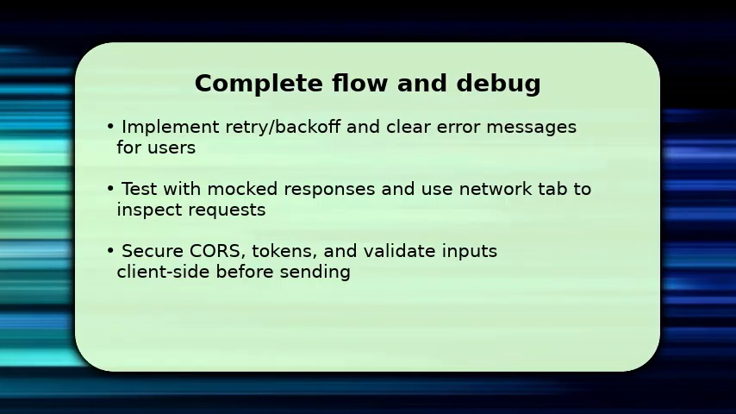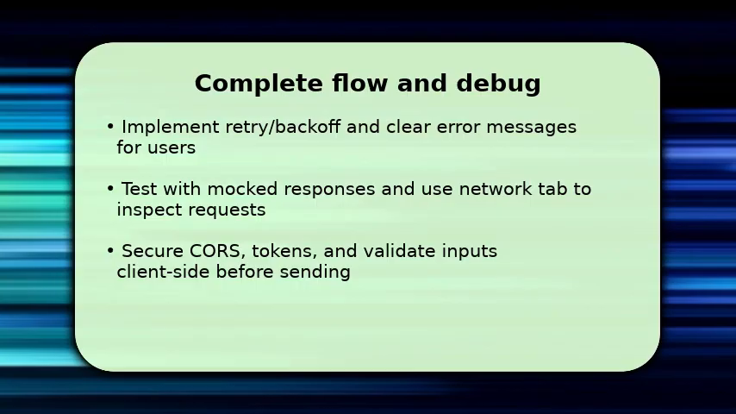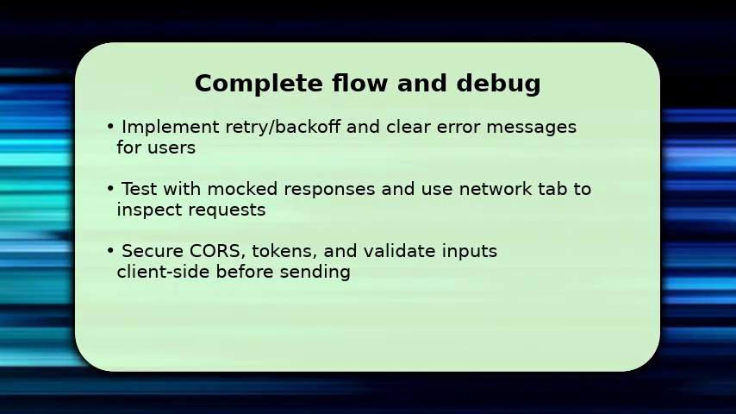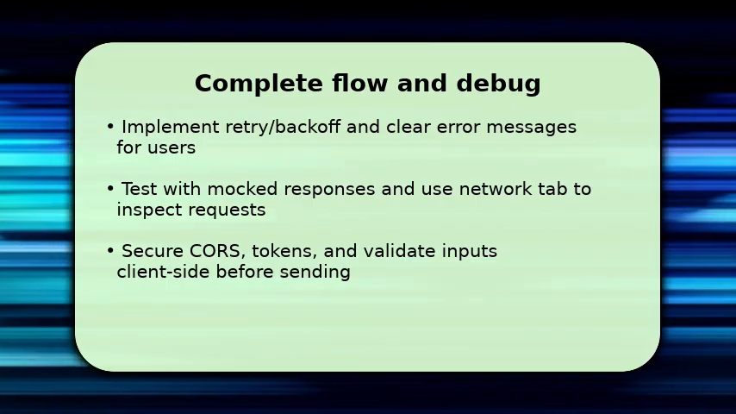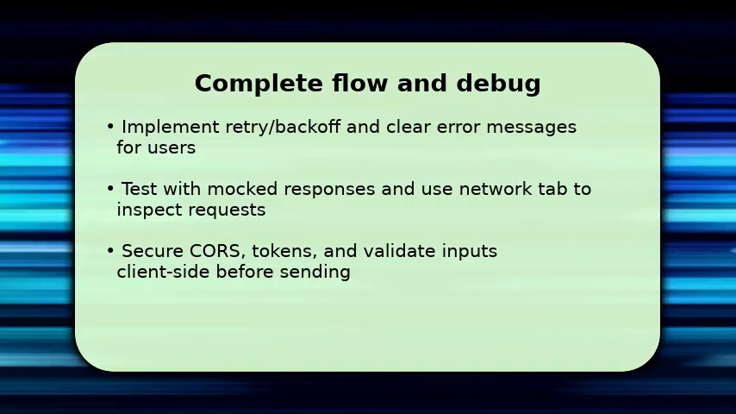Finally, wrap up by solidifying error paths and testing so the feature is robust in production. Add retry or exponential backoff for transient failures, and show user-friendly error messages while logging details for debugging. Once implemented, test with mocked responses and inspect the Network tab to verify headers and payloads. If something breaks, check CORS, token expiration, and console errors first. Often a misconfigured base URL or missing authorization header is the root cause.